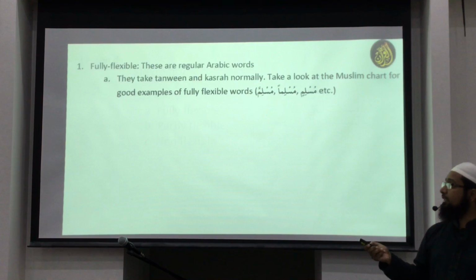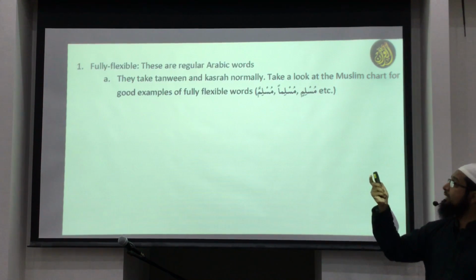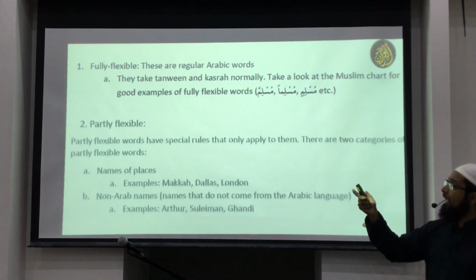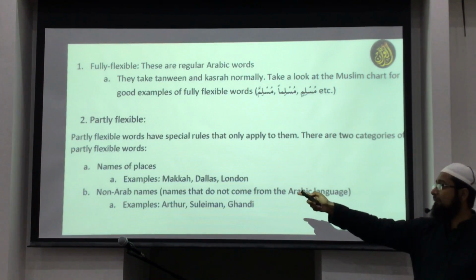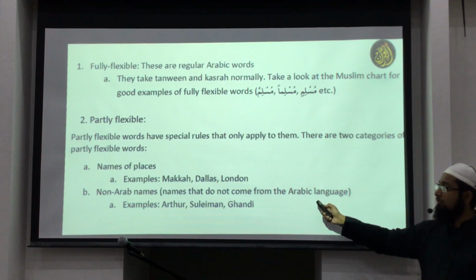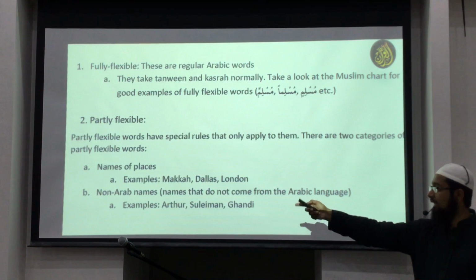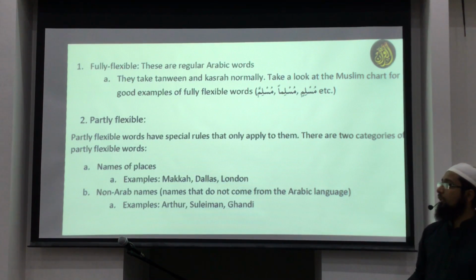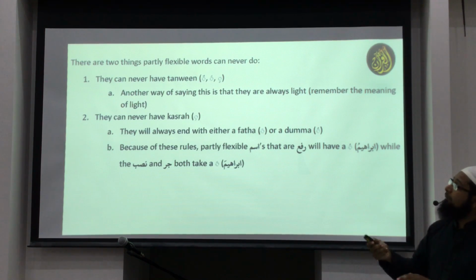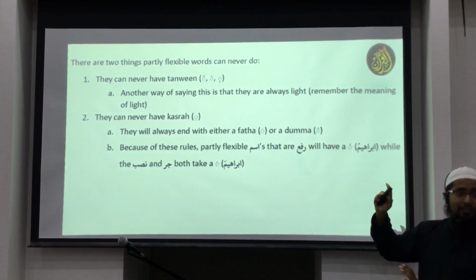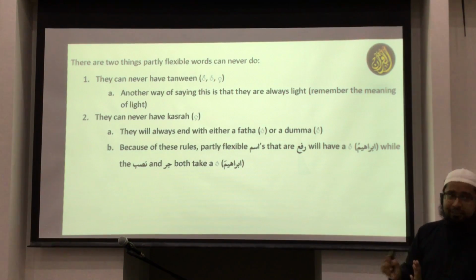So these are the rules we talked about. For fully flexible words, they take the tanween and kasra normally. Take a look at the Muslim chart for this one. And for partly flexible, names of places like Makkah, Dallas, London, Sydney are all partly flexible. Non-Arab names like Gandhi, Arthur, Sulaiman, whatever names there are, they are partly flexible. And in partly flexible, there is no tanween at the end. So you never find in the Quran something called Ibrahimun or Ibrahiman because it cannot take tanween.